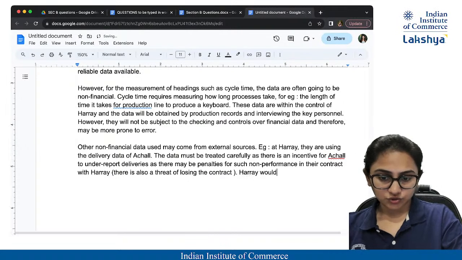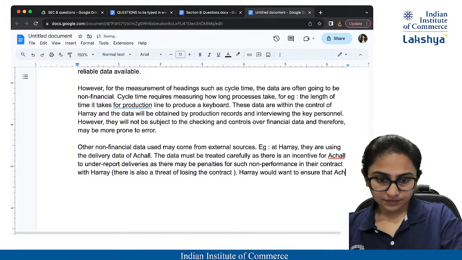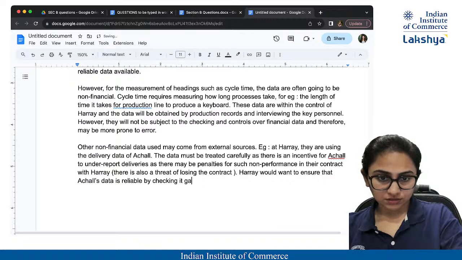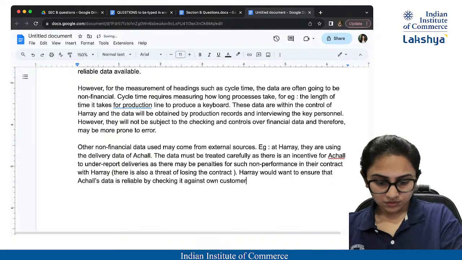Harry would want to ensure that HL's data is reliable by checking it against its own customer complaint records.